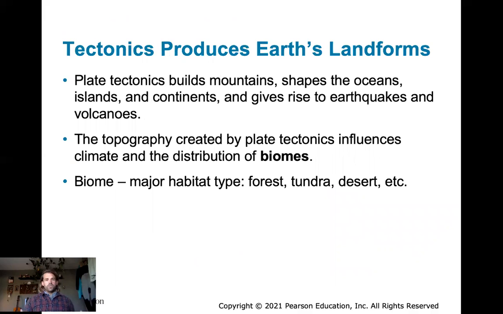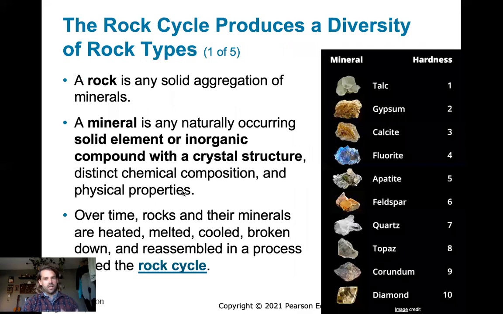So tectonics produce what we interact with, Earth's landforms. Plate tectonics build mountains, they shape oceans, islands, continents, and the topography is created by plate tectonics, and these tectonics influence climate and the distribution of biomes. Okay, and so biomes are major habitat types: forests, tundras, deserts, etc. We're going to go over biomes in a different lecture more deeply.